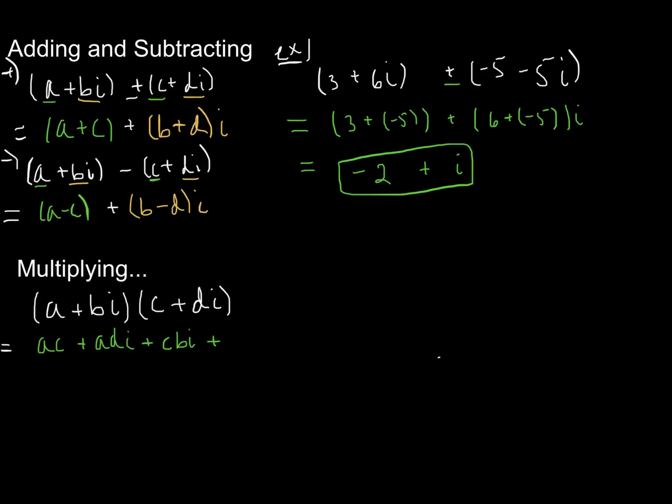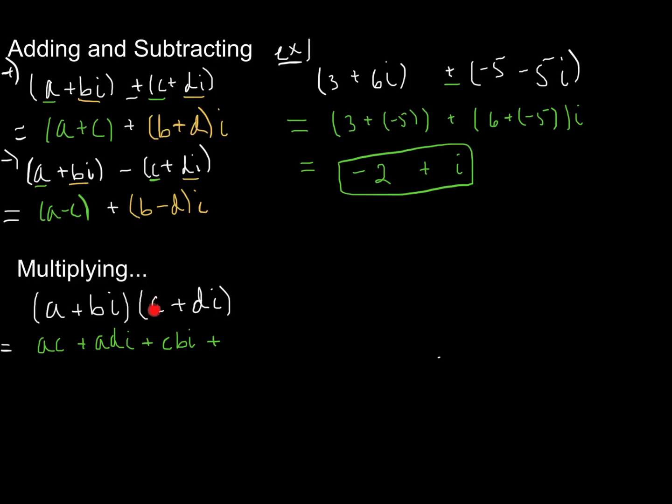Okay, so let's go through the first couple of steps here. First, a times c, get a times c, no big deal. Now, a times di. Well, notice this is just some number of i's, or imaginary units. And so if you have this number of imaginary units, and you multiply by a, you will have a times d i's. So a times d i, that many imaginary units.